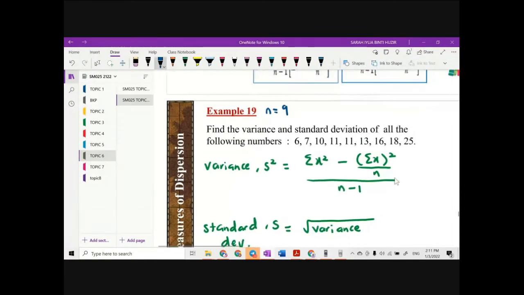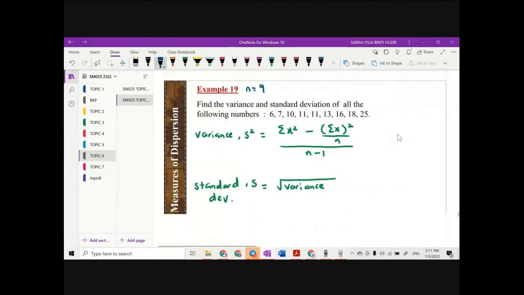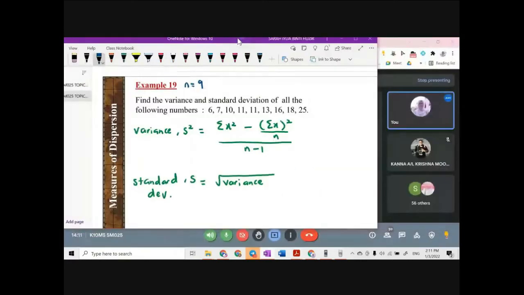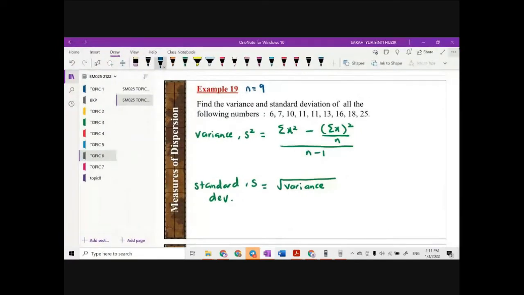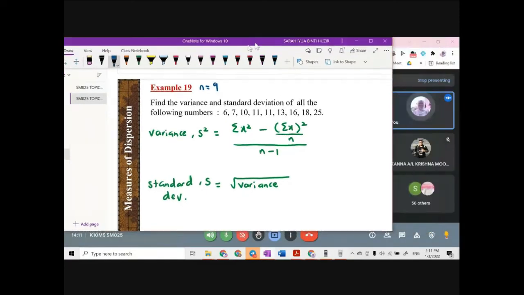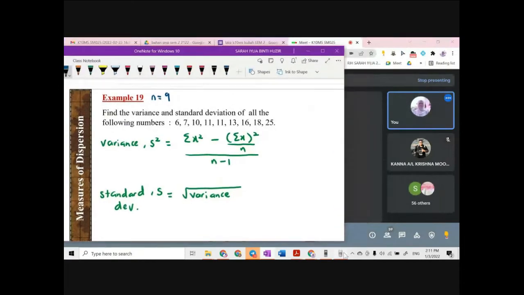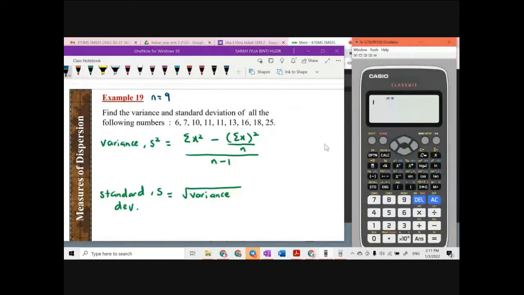Sekejap saya adjust screen biar bersama calculator. Okay, kenapa? Sebentar ya, apa masalah dia? Kenapa dia tak nak gerak? Okay. Okay, saya dah keluarkan calculator saya.